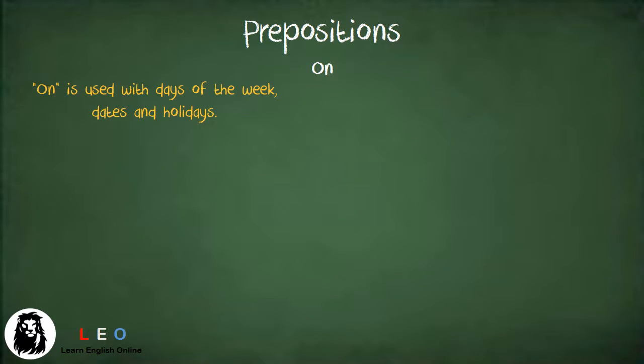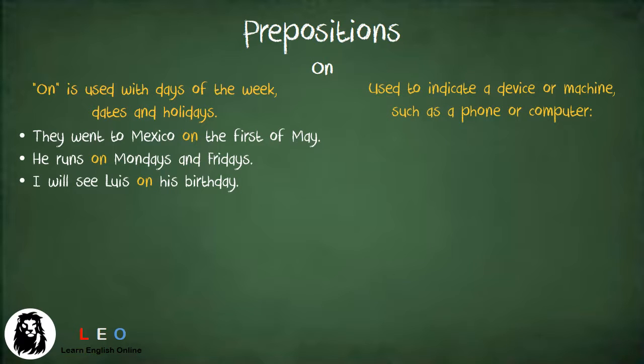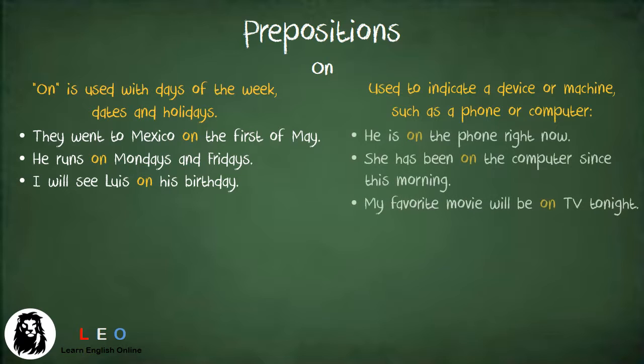On is used with days of the week, dates and holidays too. For example, they went to Mexico on the 1st of May. He runs on Mondays and Fridays. I will see Louis on his birthday. On is used to indicate a device or machine, such as a phone or computer. For example, he is on the phone right now. She has been on the computer since this morning. My favorite movie will be on TV tonight.